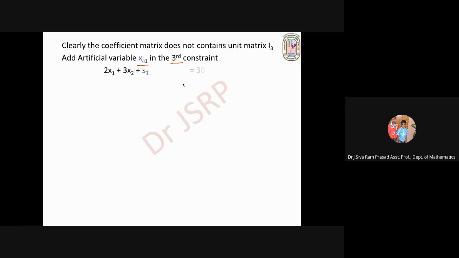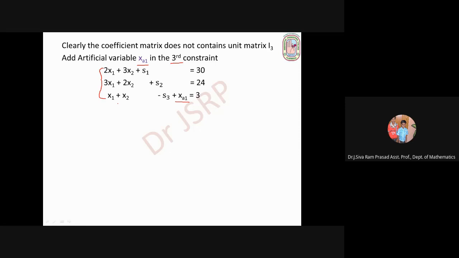The first two constraints are the same, as it is: 2x1 plus 3x2 plus s1 equal 30. The second constraint is also the same, 3x1 plus 2x2 plus s2 equal 24. In the third constraint, we have to add artificial variable XA1 at the end, that is x1 plus x2 minus s3 plus XA1 equal 3. Write in this pattern only, then you can write the columns corresponding to the variables easily.